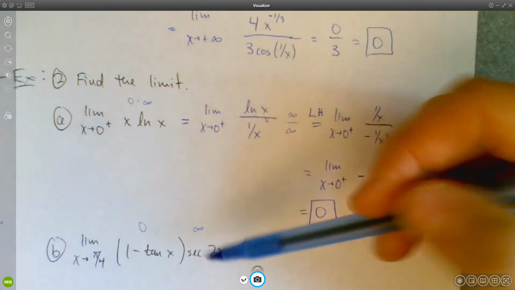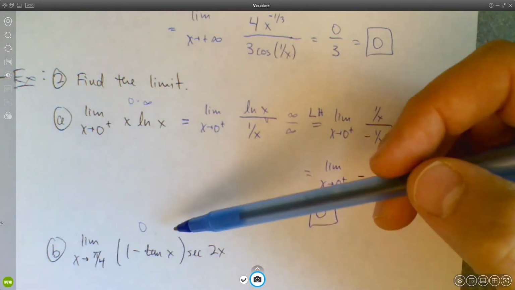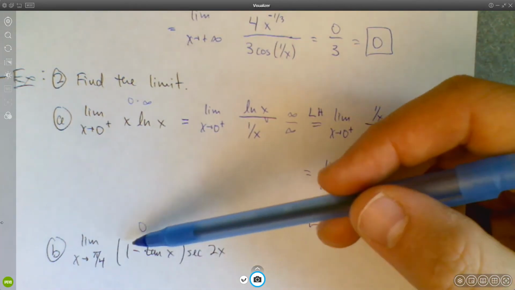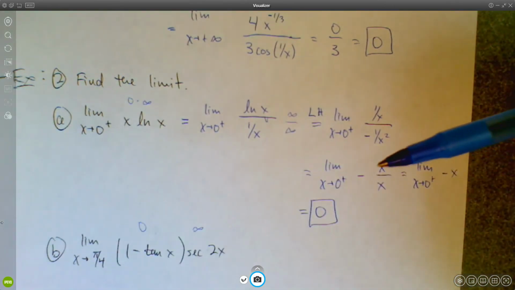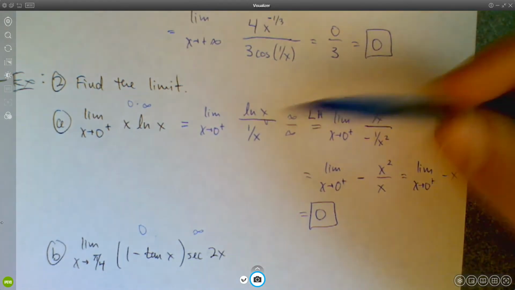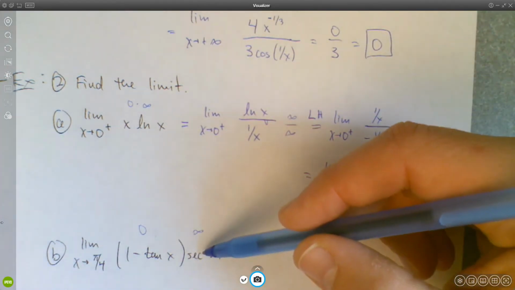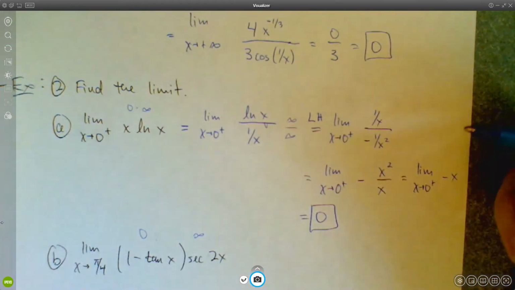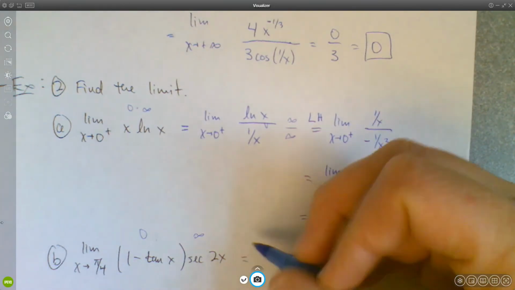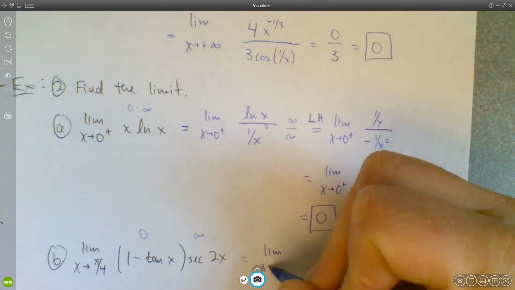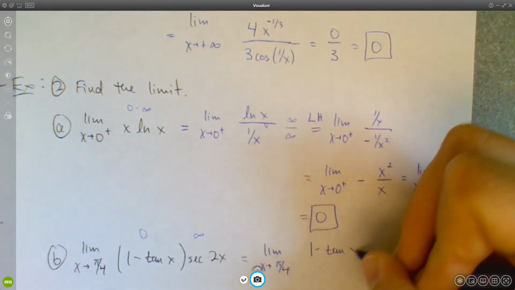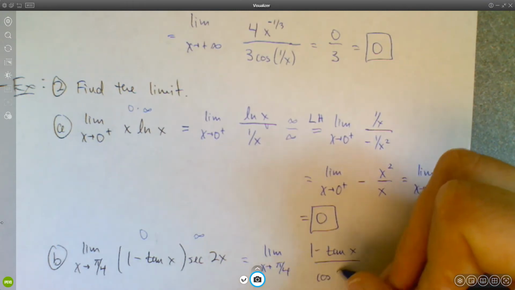I'm thinking if we do the same trick as what we did before, we would call this secant 2x over 1 minus tangent x. But I'm not sure that I want to differentiate 1 over 1 minus tangent x. I wonder if I just write this in terms of sine and cosine. Secant is 1 over cosine 2x, right? So what if I rewrite this? Maybe this won't lead anywhere fruitful, I don't know. But what if I rewrite this as 1 minus tangent x over cosine 2x?